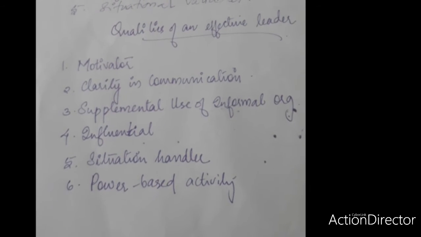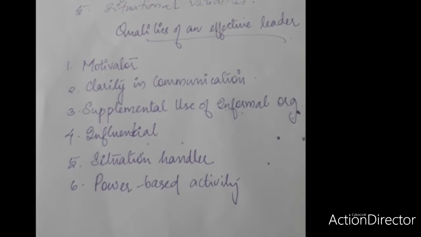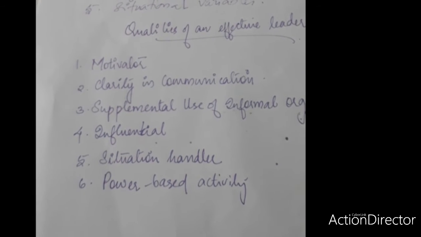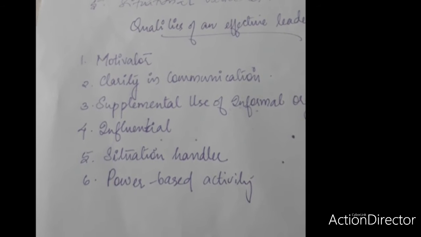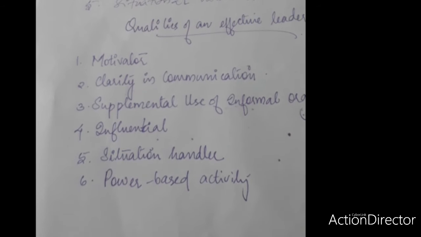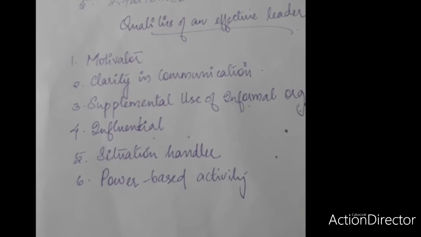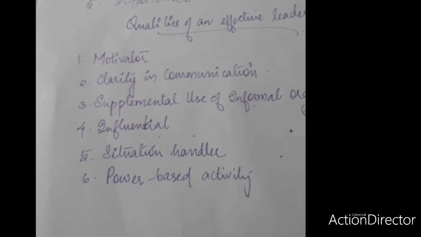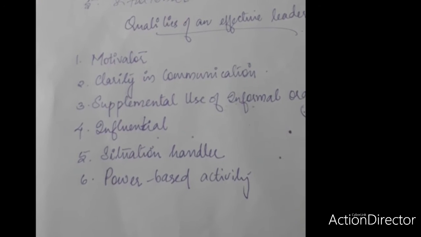Fourthly, it is an influential process. That is, leadership involves a process of persuading or inducing individuals or groups to pursue organizational goals and objectives. It does not typically involve the use of coercive methods to influence people. Fifth, situation. He should be a situation handler. That is, leadership is exercised at a given point of time and under a specific set of circumstances. The effectiveness of leadership depends upon the situational variables.